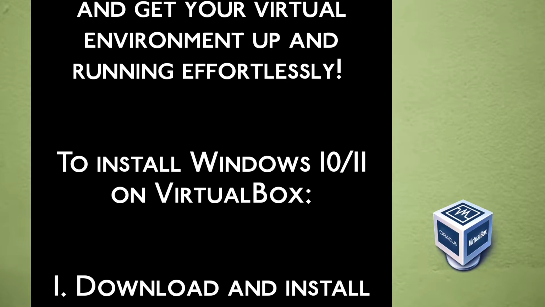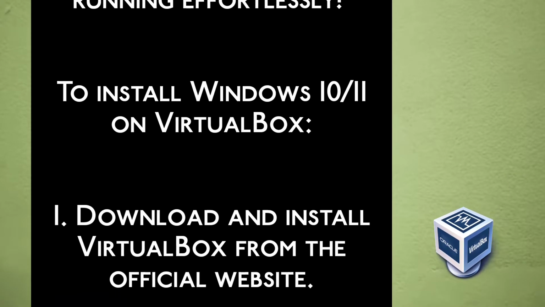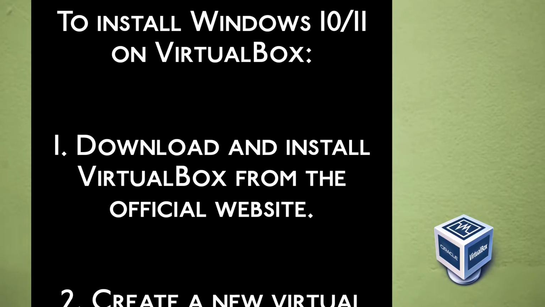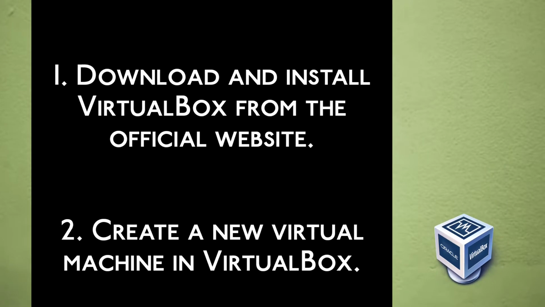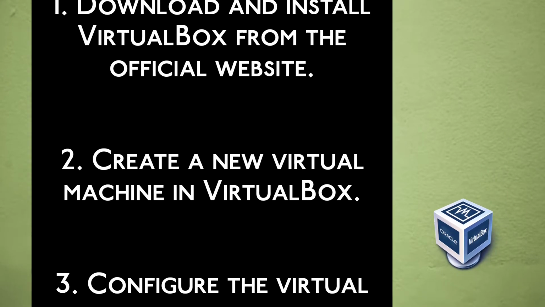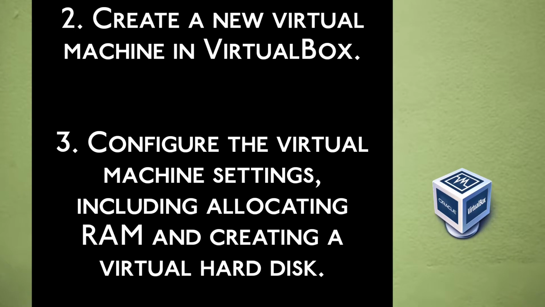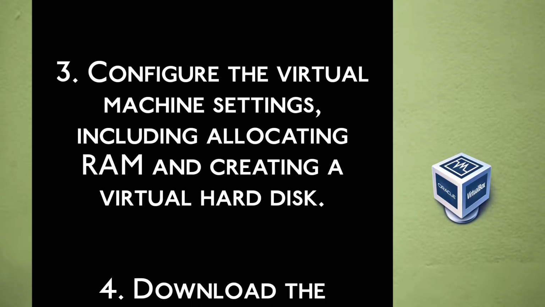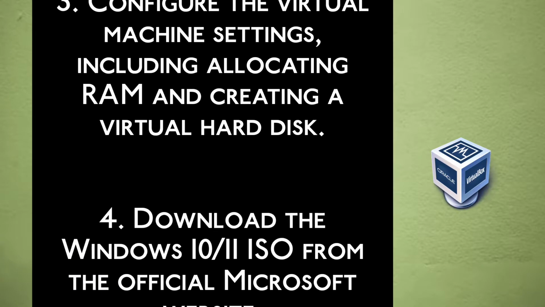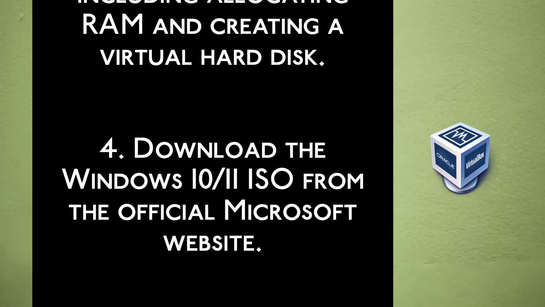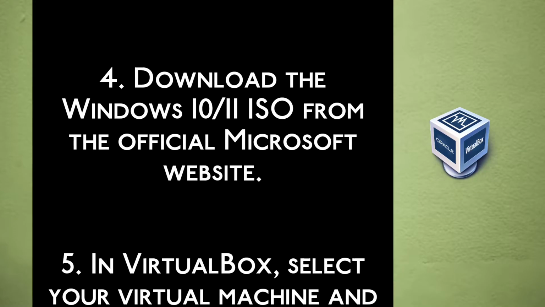To install Windows 10 or Windows 11 on VirtualBox, Step 1. Download and install VirtualBox from the official website. Step 2. Create a new virtual machine in VirtualBox. Step 3. Configure the virtual machine settings, including allocating RAM and creating a virtual hard disk. Step 4. Download the Windows 10 or Windows 11 ISO from the official Microsoft website.